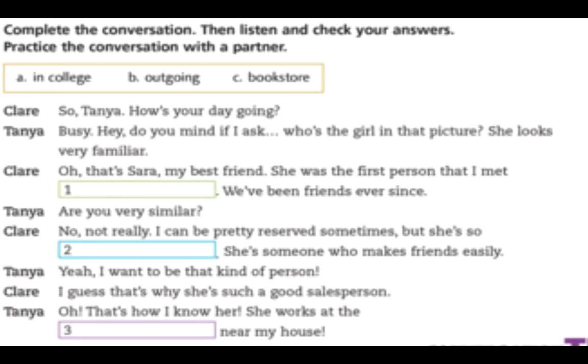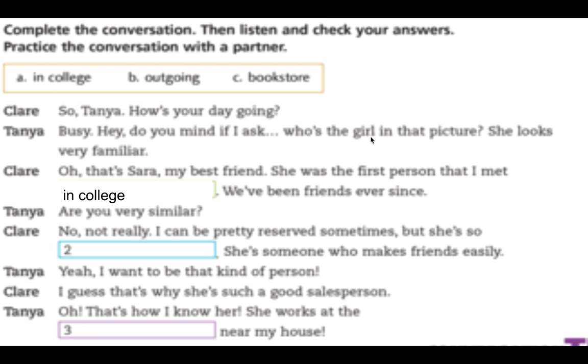Okay, so two friends there, Claire and Tanya. Okay, so let's check. So, Tanya, how's your day going? Busy. Hey, do you mind if I ask, who's the girl in that picture? She looks very familiar. Oh, that's Sarah, my best friend. She was the first person that I met in college. We have been friends ever since.